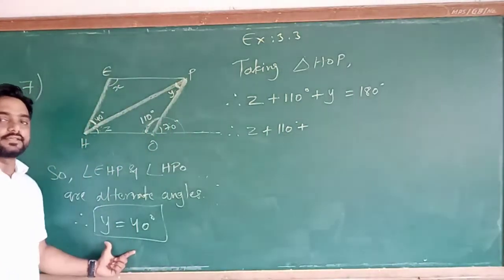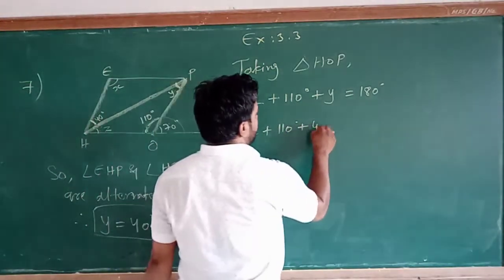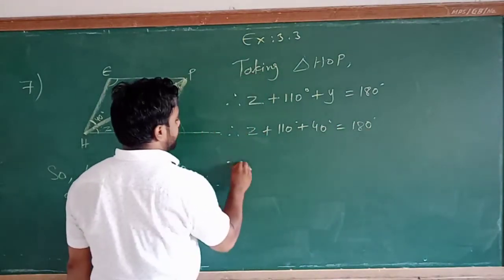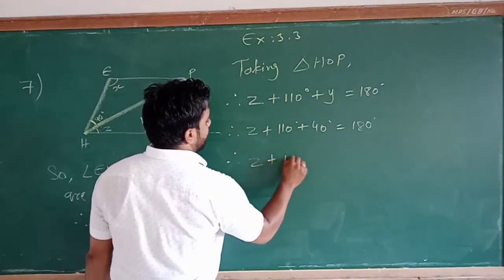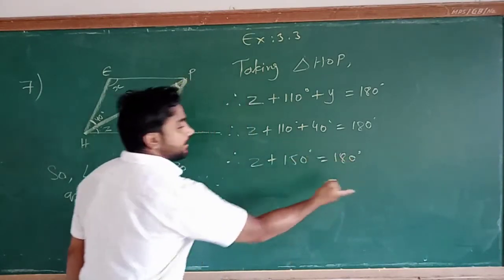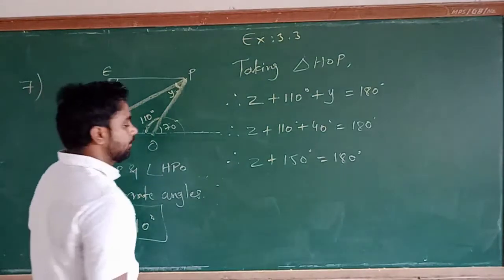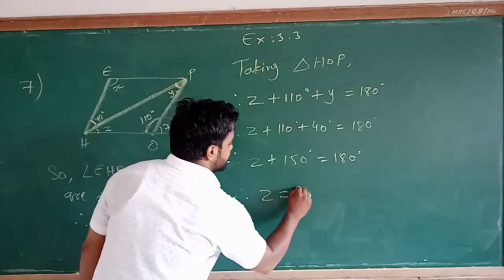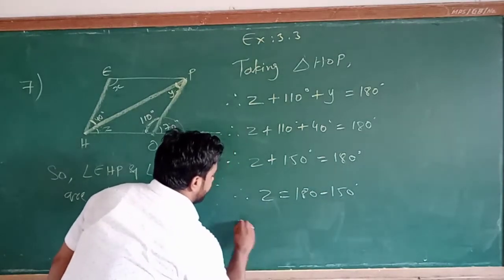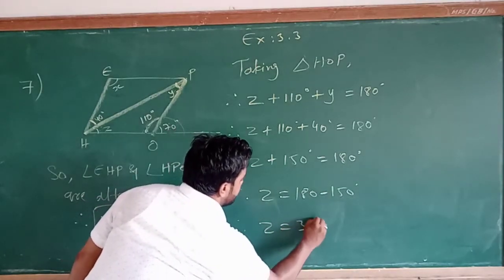So the value of y is how much? 40 degree. So I will put the value here. So 40 degree is equal to how much? 180 degree. So therefore z plus 150 degree is equal to 180 degree. Changing the side of 150. So therefore z is equal to 180 minus 150 degree. So therefore the value of z is equal to how much?